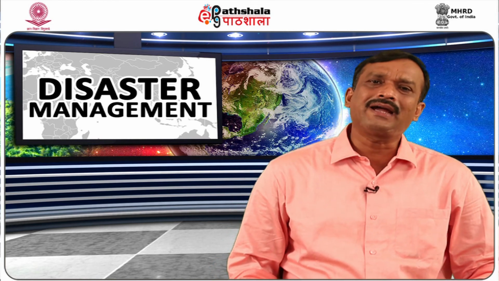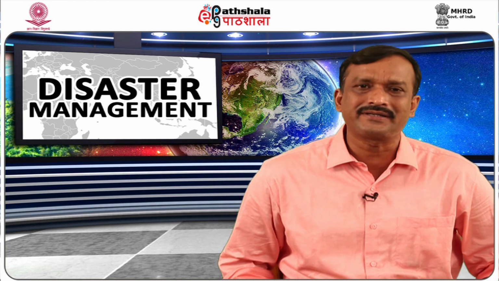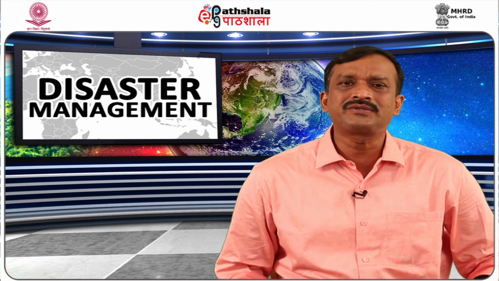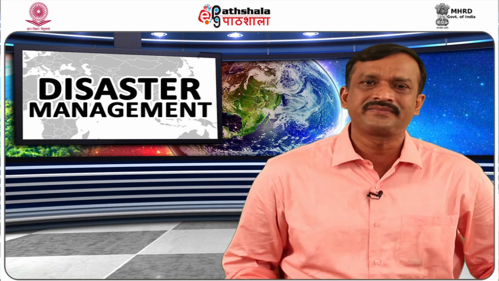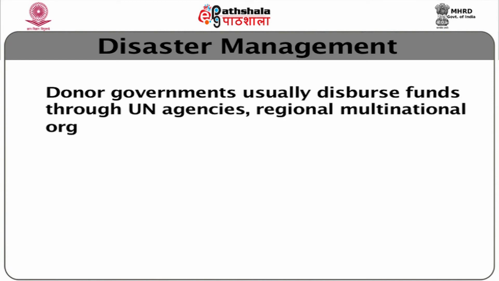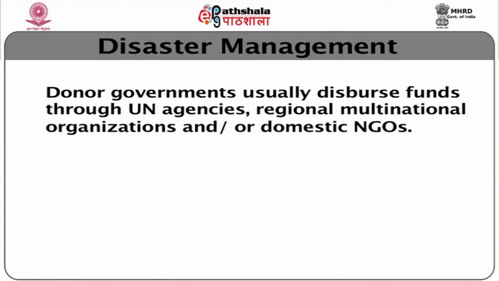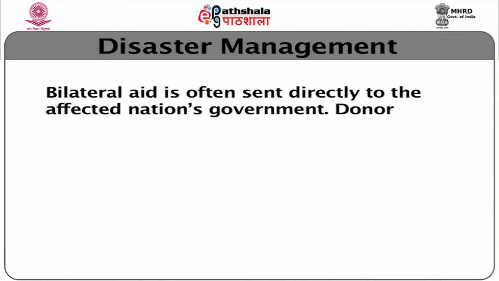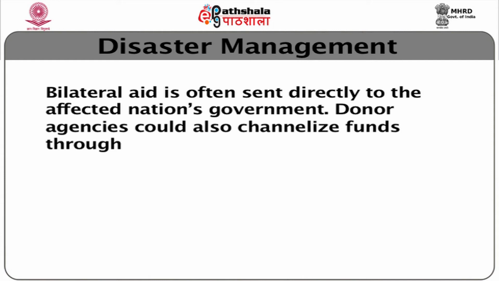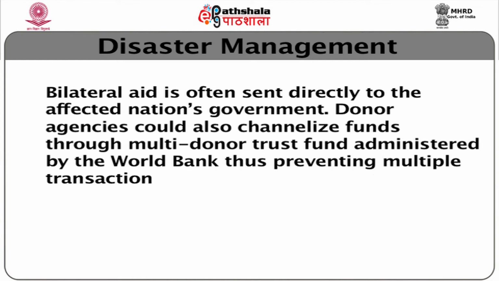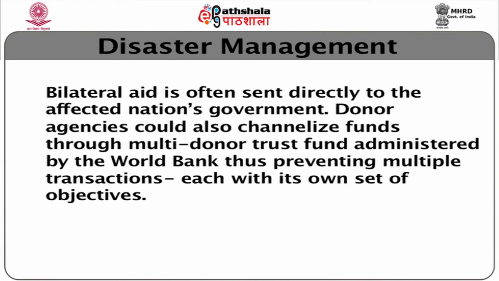Now, talking about the mechanism of funds or aid dispersal. At present, there is no central agency functioning to channelize funds post disaster event. Donor governments usually disperse funds through UN agencies, regional multilateral organizations and or domestic NGOs. Bilateral aid is often sent directly to the affected nation's government. Donor agencies could also channelize funds through multi-donor trust fund administered by the World Bank, thus preventing multiple transactions, each with its own set of objectives.